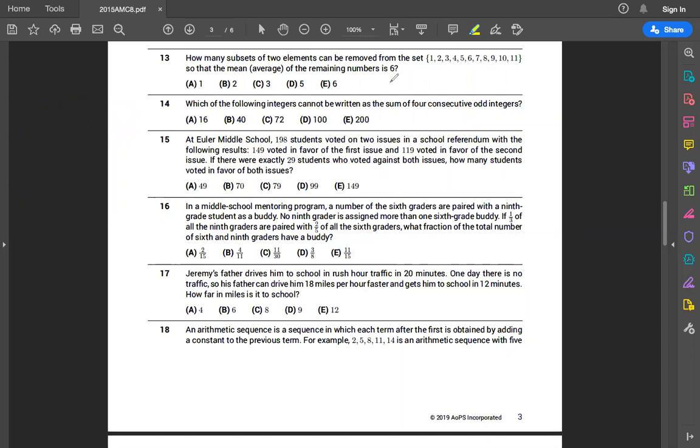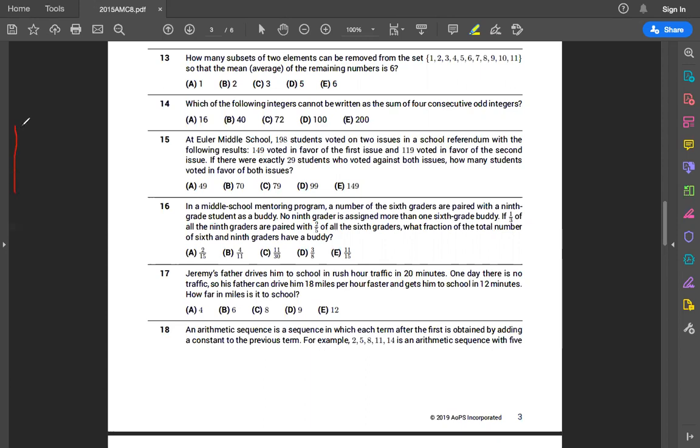Alright, problem 15. At Euler Middle School, 198 students voted on 2 issues in a school referendum with the following results. 149 voted in favor of the first, and 119 voted in favor of the second. We know 29 students voted against both issues, so we want to know how many voted in favor of both.